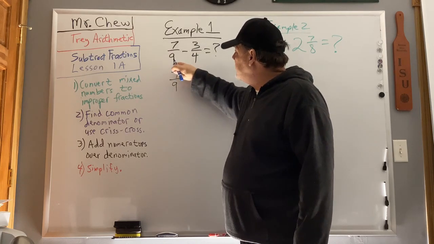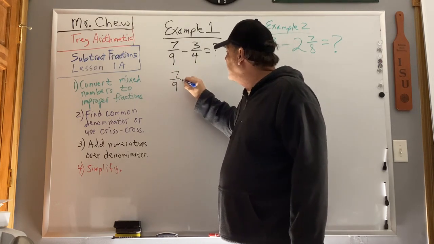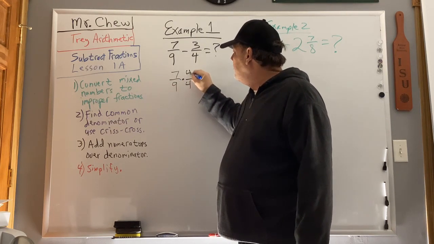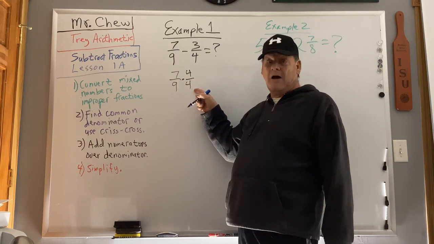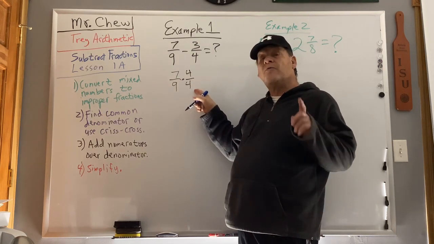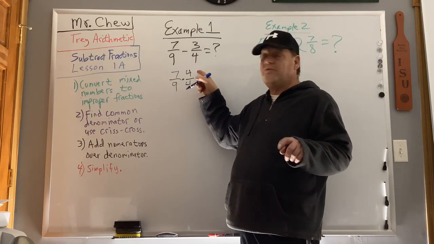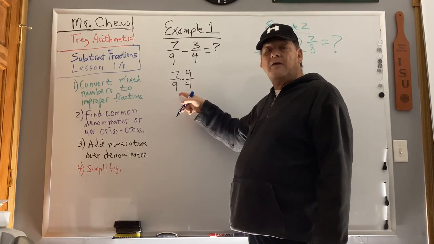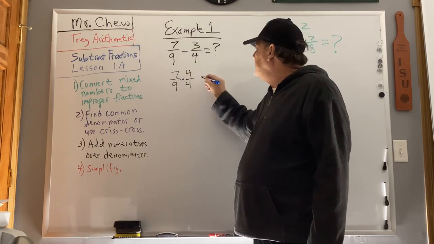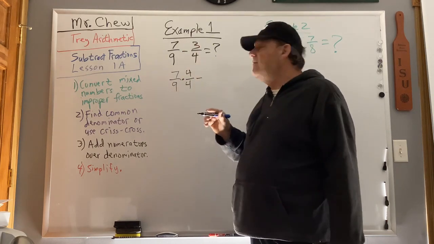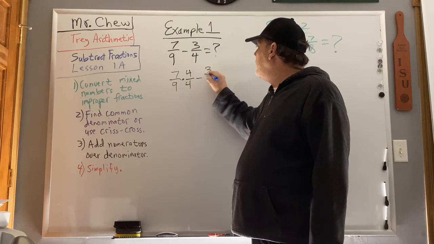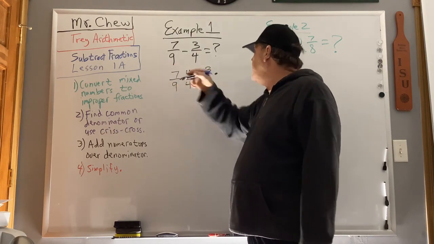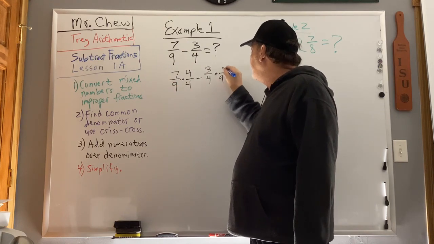9 times 4 is going to give me my common denominator. So I'm going to have to multiply that 9 times 4. But if you multiply the denominator by a number, in order for it to be an equivalent ratio, you have to multiply the numerator by that same number. And 4 over 4 is 1. And 7/9 times 1 is 7/9. So that gives me an equivalent fraction. Then I take my 3/4 and I multiply it by the 4 times the 9, the other denominator, over itself.